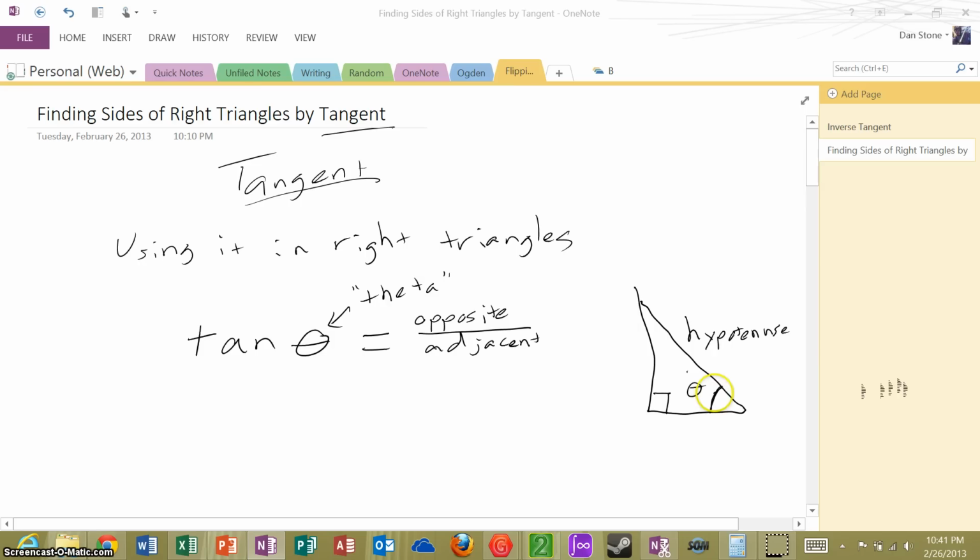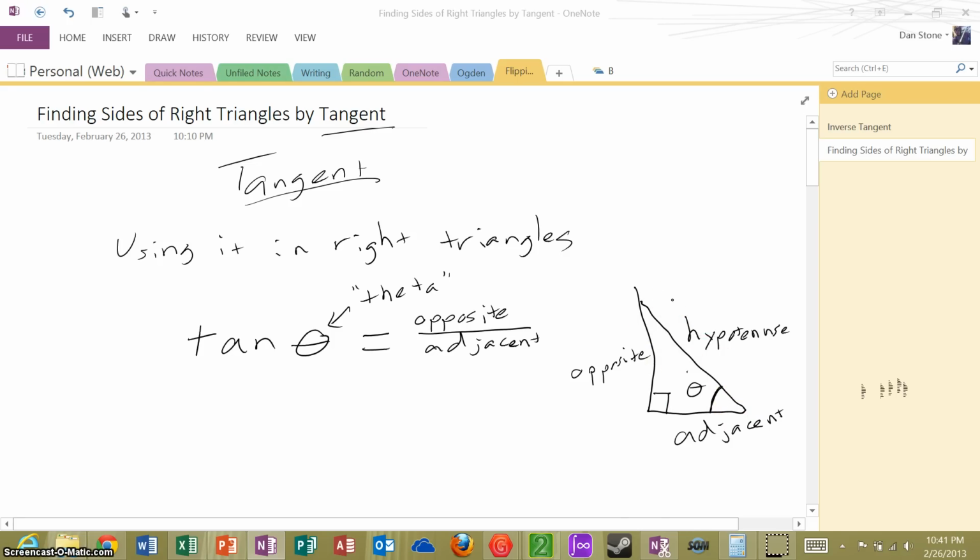So if this is our theta, the side that is totally across from the angle is going to be our opposite side. And the side that forms the angle, along with the hypotenuse, is our adjacent side. So the opposite is always way across there, adjacent one is always forming the angle, and the hypotenuse is always across from the right angle there. Okay? Make a note of these. These are important. We're going to be using these a fair bit.